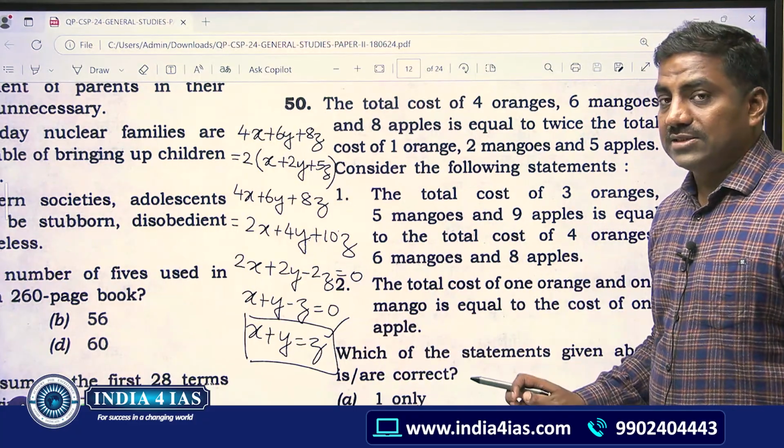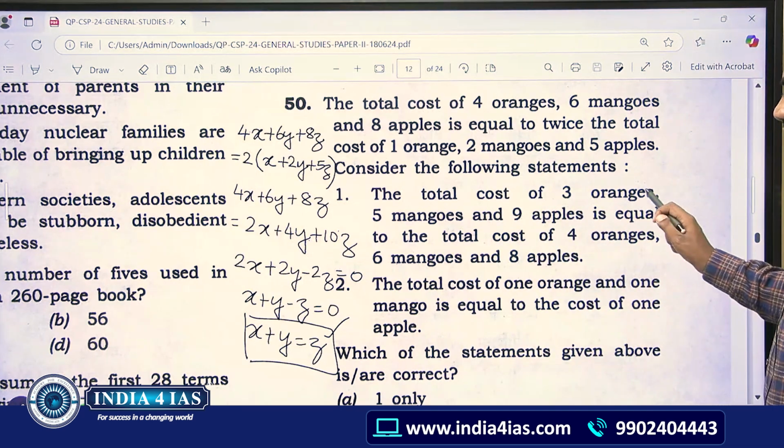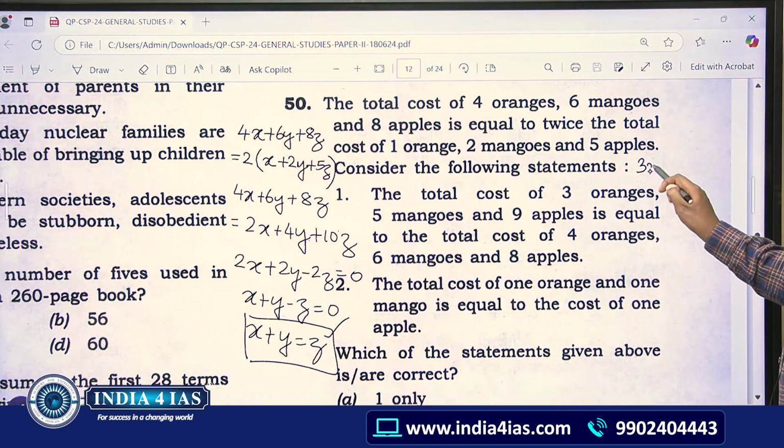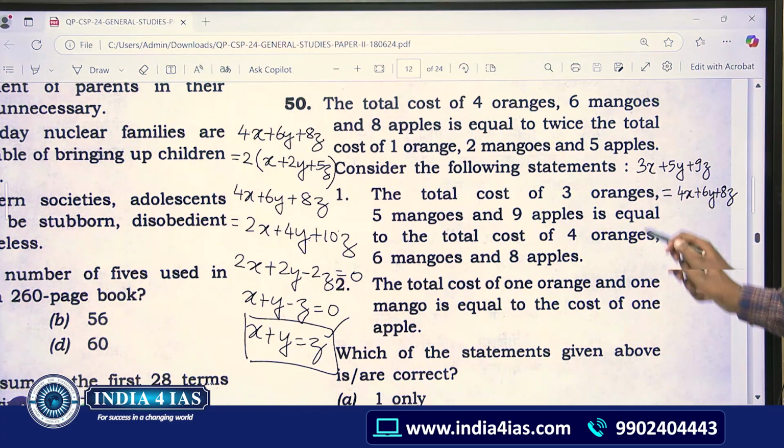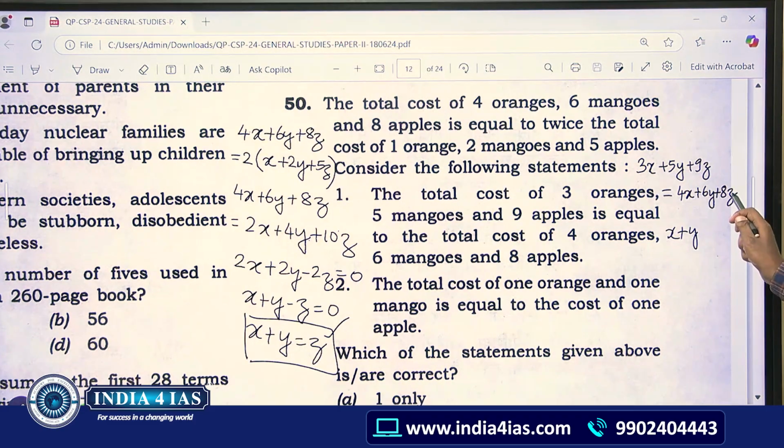Then only this statement is correct. The total cost of 3 oranges, that is 3x, 5 mangoes, 5y, plus 9 apples, 9z, is equal to the total cost of 4 oranges, 6 mangoes and 8 apples. So now try to solve. Take 3x this side, it will become x, 5y this side, it will become y, and 8z minus 9z is equal to minus z.